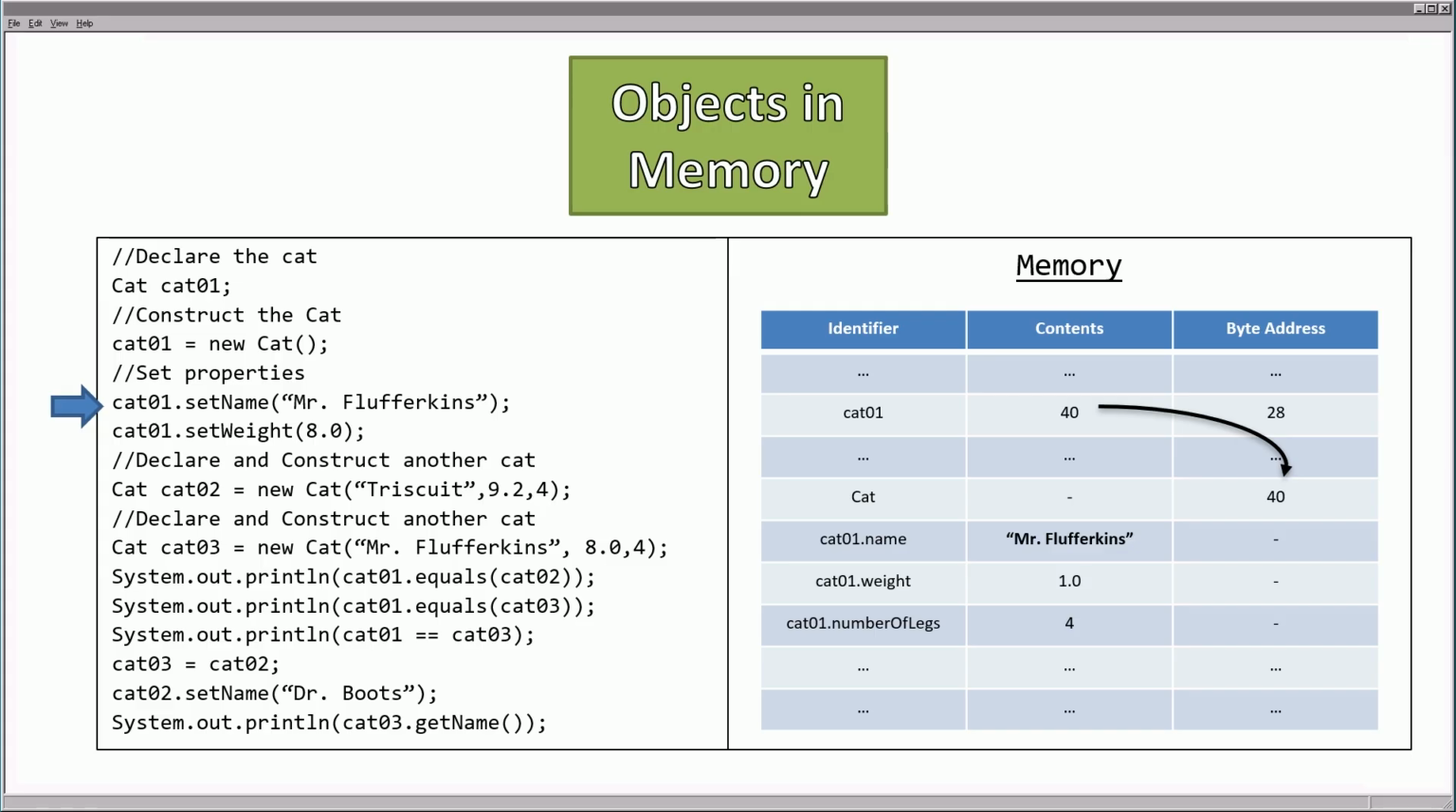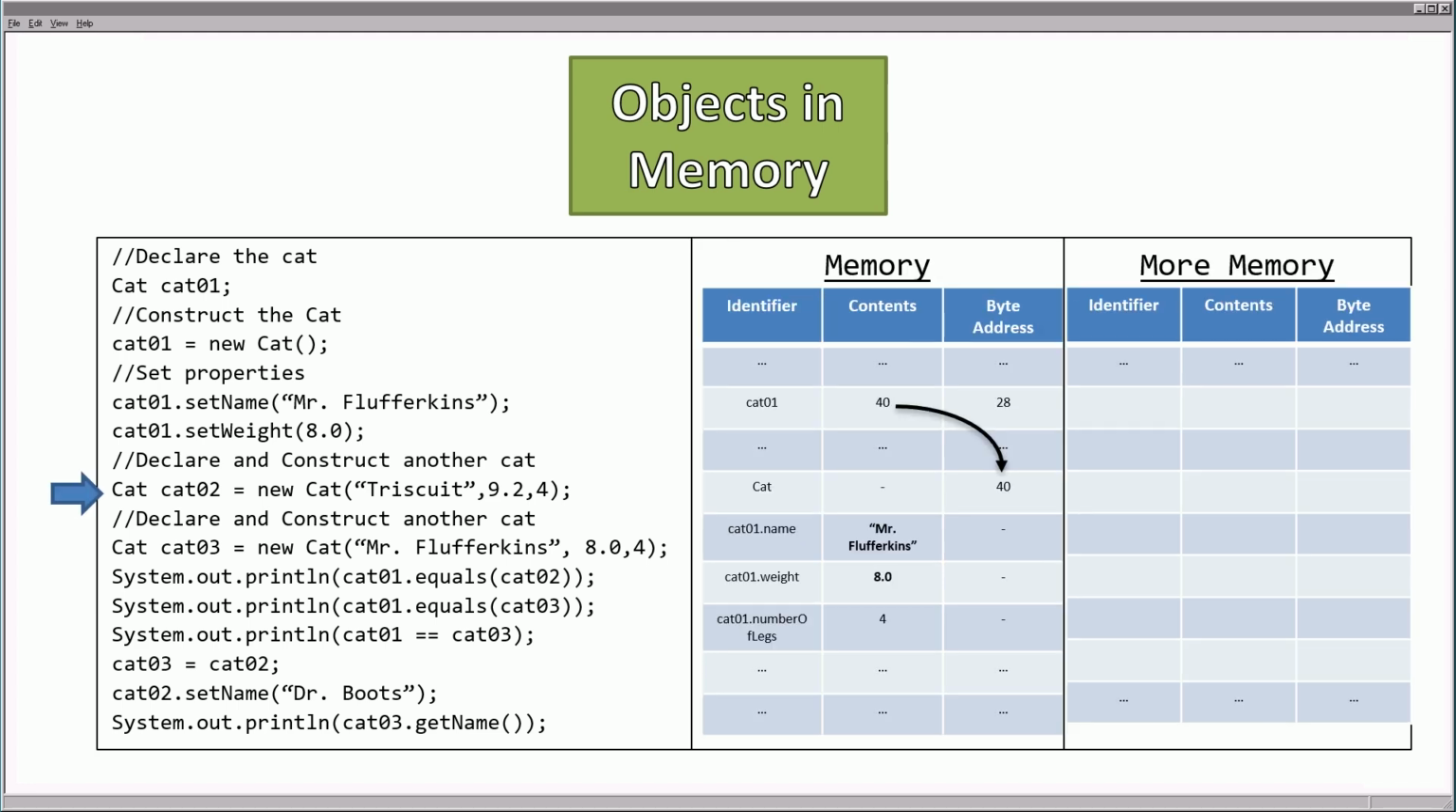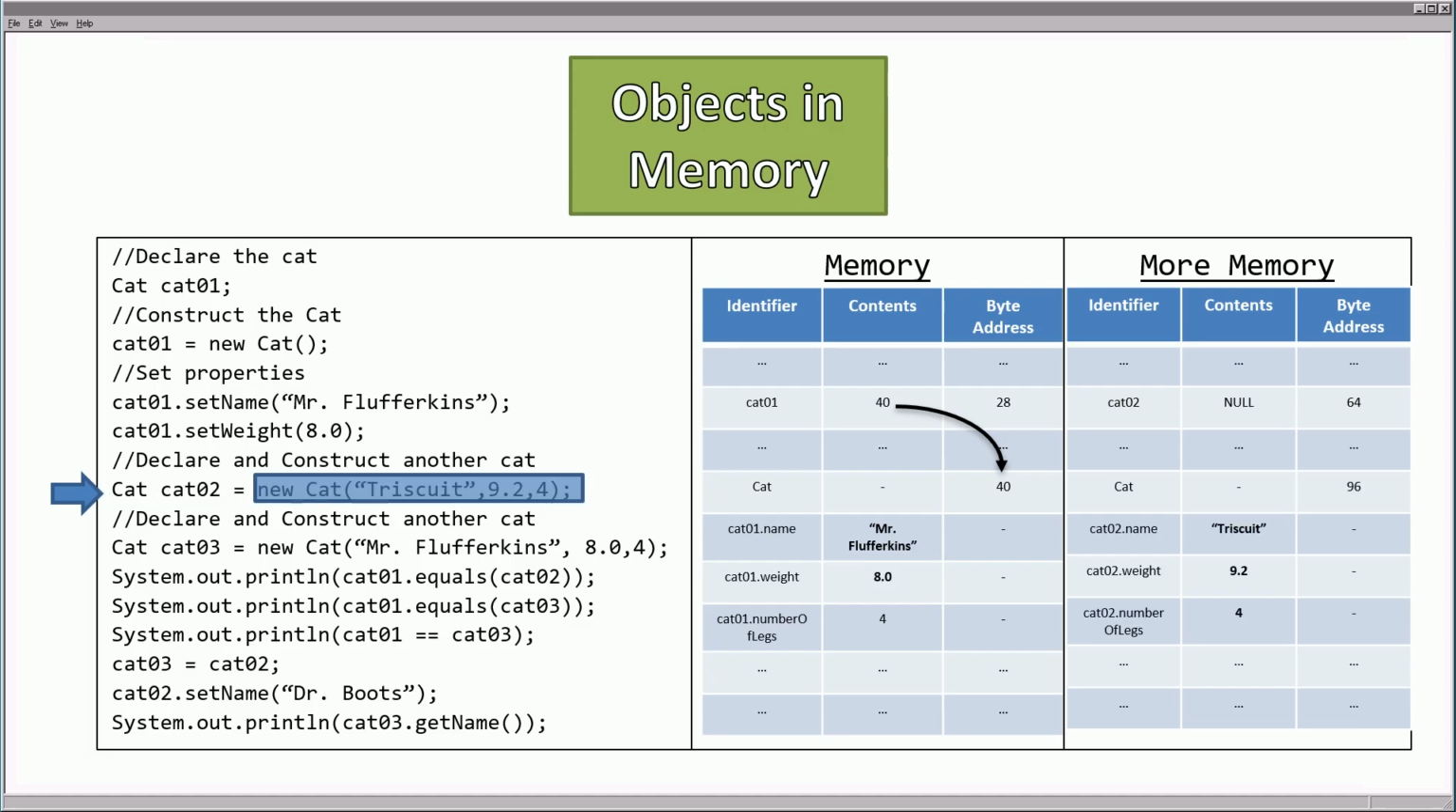So let's step through this. Once we enter here and we call set name, we set cat1's name to Mr. Flufferkins and its weight to 8. Then when we get to here, we first declare a new instance of this cat, which is going to be cat2. It's currently null. When it calls its constructor, it's going to automatically assign the name to Triscuit, 9.2 for the weight, and also 4 for the number of legs. Now once that happens and it's constructed cat2, the identifier gets assigned to 96, so you can think about that as pointing or referring to this memory.